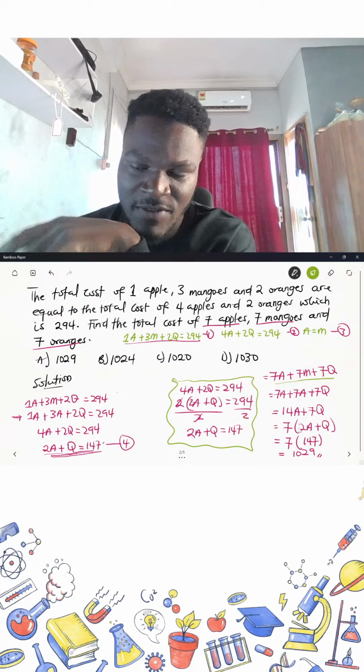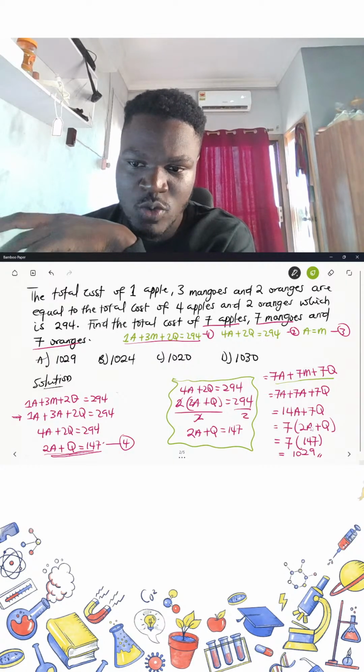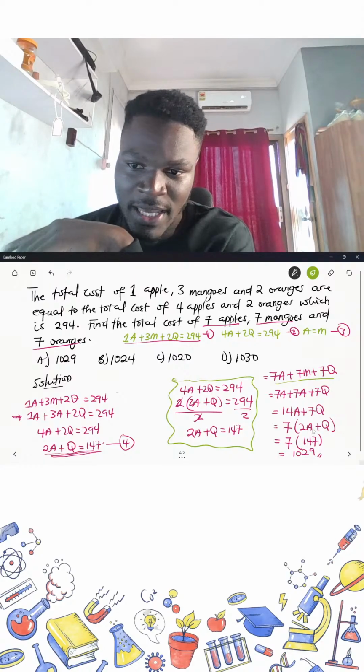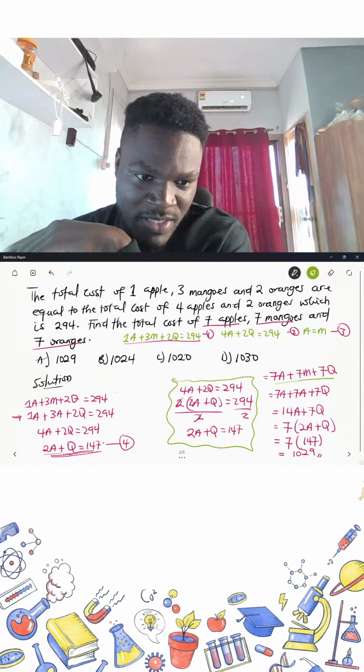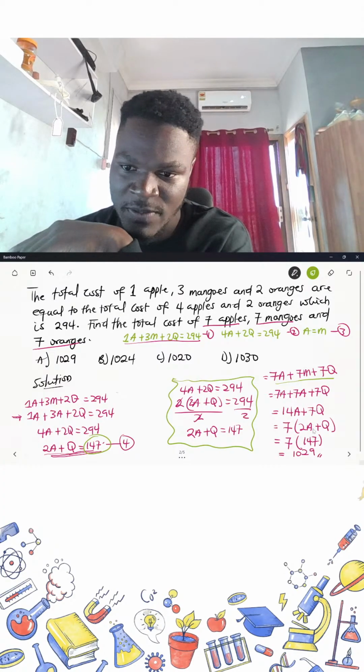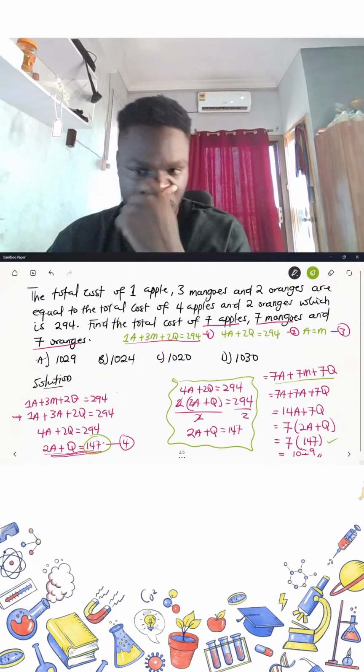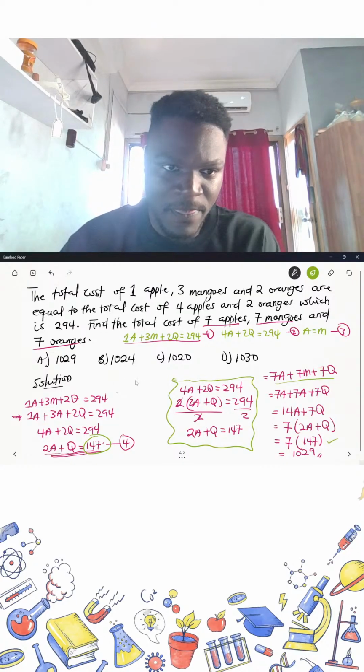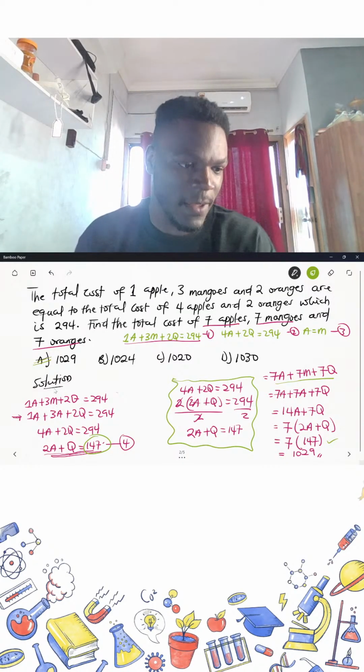If we factor out 7, we have 7 into bracket 2a plus q. And then we already know that equation 7 is telling us 2a plus q is 147. So in place of 2a plus q, we put the 147 in here, and then we multiply, and then we'll get 1029. So our correct answer is option A.